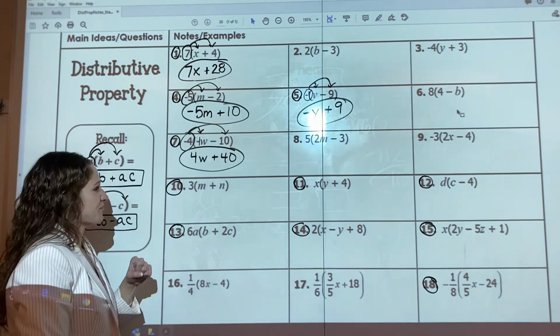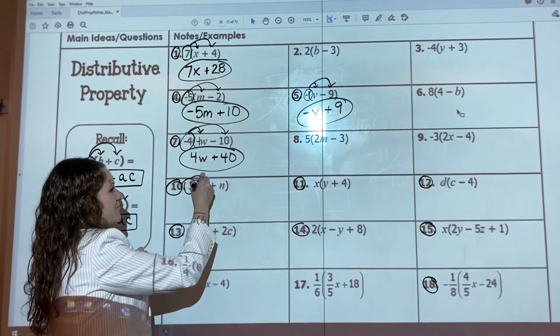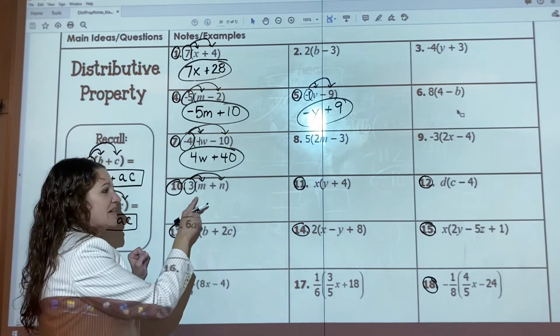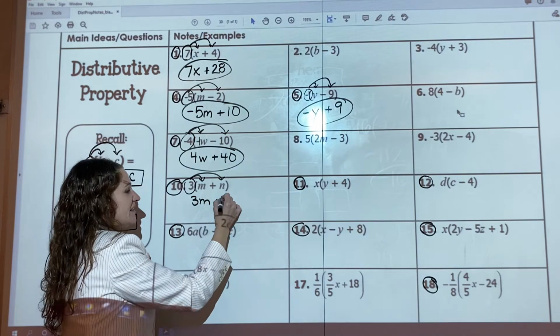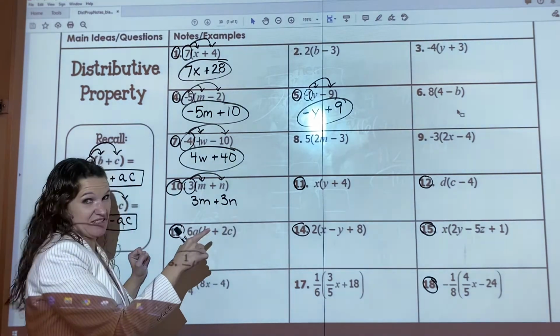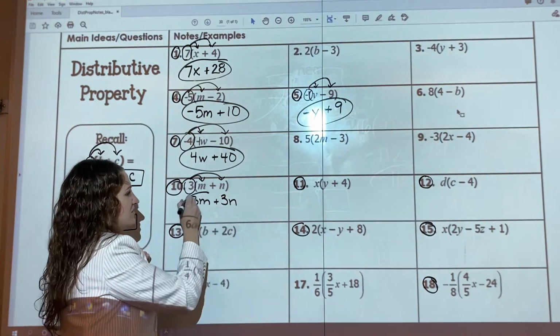Number 10, we're going to distribute the 3. So 3 times m is 3m. 3 times n is 3n. They're not like terms because they're not the same variable. So we're good.